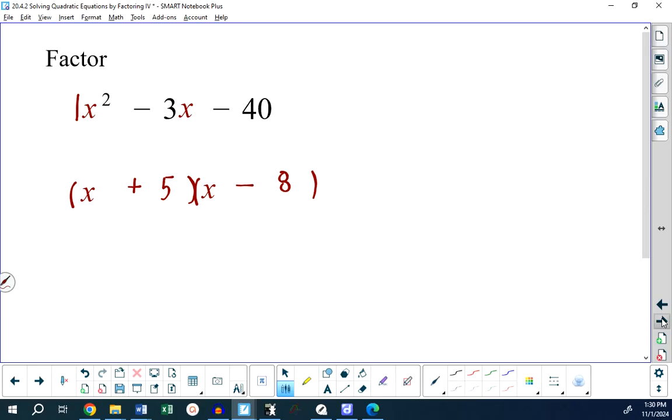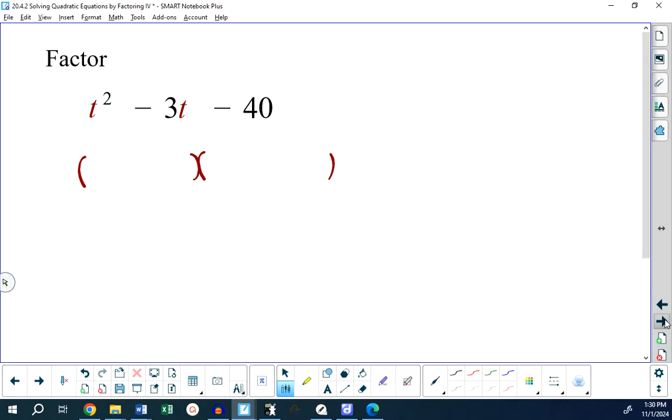Okay, so imagine now I teach you that. And then I go, okay, next day you come in, factor this. Is this any different? No, you're still going to put two sets of brackets. You're still going to have this quantity that's being squared here and here. And you will have plus 5 and minus 8.